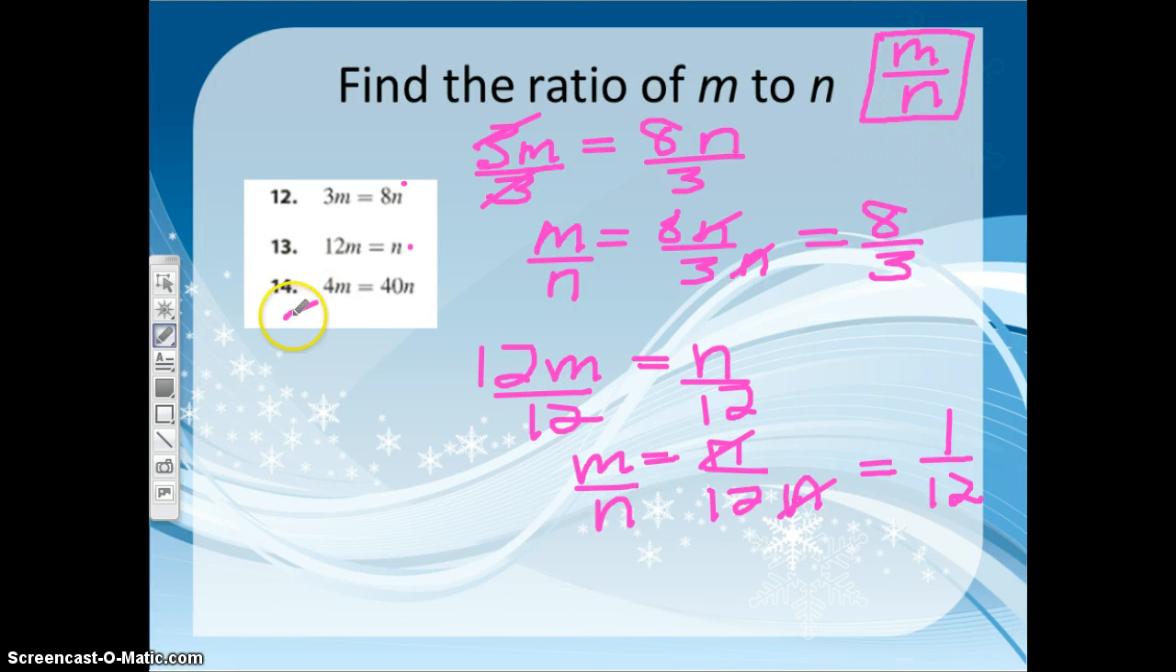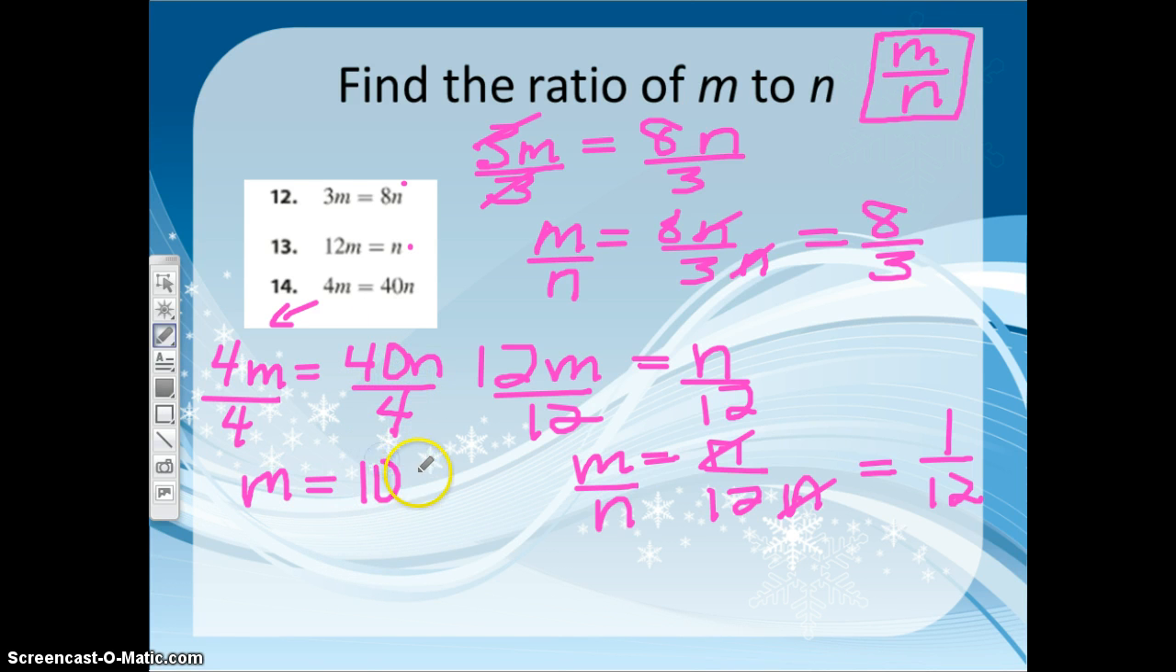Alright, this last one. 4m is equal to 40n. M's in the right place. That 4 is not. M is equal to, there's some simplifying we could do here. 40 divided by 4 is the same thing as 10. N isn't where we want it. Let's divide by n. And we have the ratio of m to n is equal to 10.